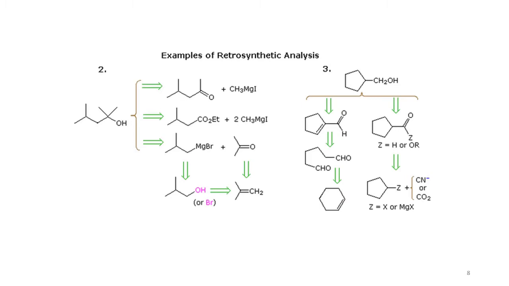For example, if you have this compound, there are three ways where you can make this compound. The first one, the second one, the third one. Okay, if you look at the first one, it is a reaction between a ketone and Grignard reagent. The second one is a reaction between ester and Grignard reagent. You see, when you have ester reacting with Grignard reagent, you will get 2 moles of Grignard reagent.